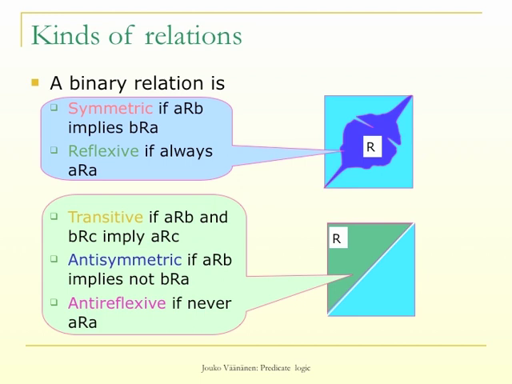Antisymmetric relations are such that if A R B, then not B R A. Again, typical examples are strict order relations, A less than B, because if A is less than B, then certainly not B is less than A. Finally, anti-reflexivity means that A is never in relation with itself. This is quite common, and again the strict order relation less than is usually assumed to satisfy this. No number is strictly less than itself.